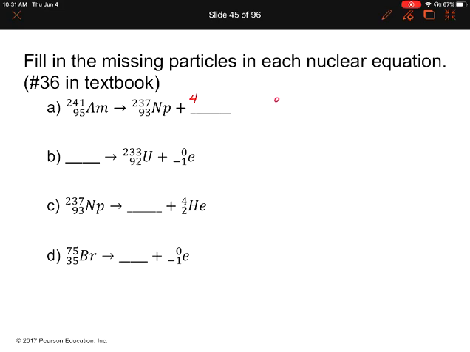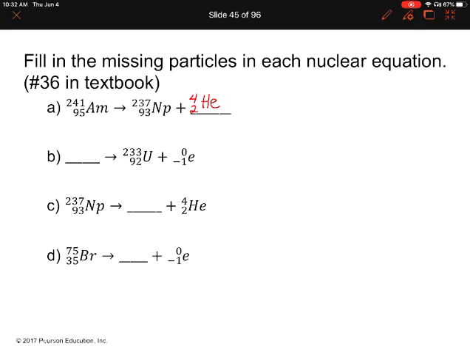Now let's figure out the atomic number. So 95 is on the left, and that's going to equal 93 plus our unknown atomic number. So 95 minus 93 is equal to 2. So which particle does that correspond to? An alpha particle. So we could write alpha or helium. Either one is fine. I tend to write helium, but both are correct.